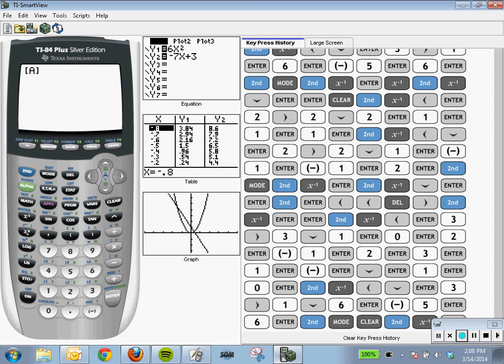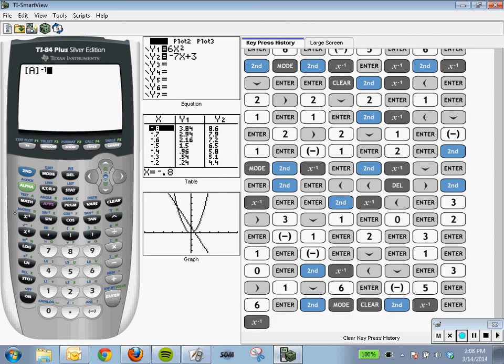And then from here, I want to enter in the inverse of A. Well, the inverse is found in the fourth row and the first column. That says the inverse of A there. And now I need to multiply that times the matrix B. So I'm going to go to second, and then matrix button, and B. And so that says the inverse of A times B. And then if I hit enter now, that gives me X, Y, and Z.